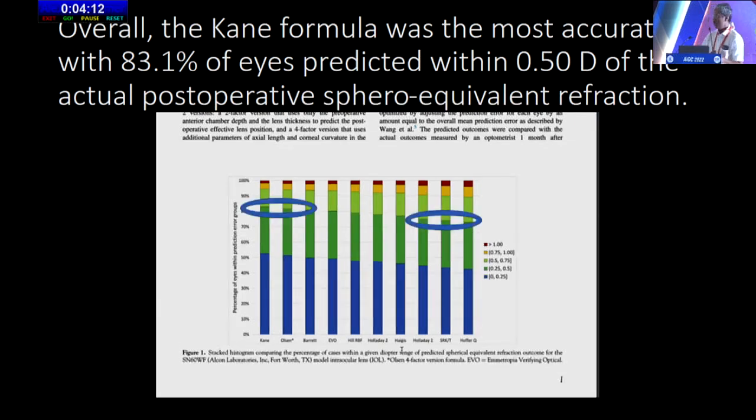Here we can see two blue circles. The circle on the right circles Holladay, SRK/T, and Hoffer Q, the older generation of formulas. The circle on the left covers KANE, Olsen, and Barrett's Universal 2. So you can see there is a 10 to 15% increase in accuracy with the same measurement if you just shift your formula to Barrett's Universal 2 or KANE. Olsen is now a paid formula, so most of us are not using it.